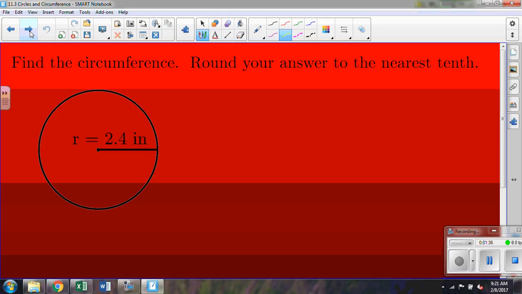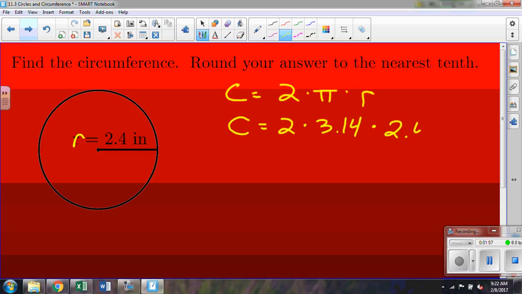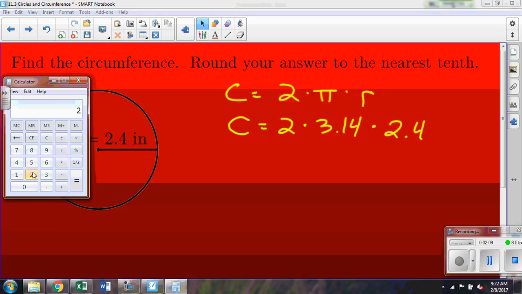Find the circumference. Recognizing that this problem gives us the radius, we'll use circumference equals 2 times pi times radius. Thus, our circumference is 2 times our approximation for pi multiplied by that radius of 2.4. And we'll simply multiply it out, and then we're done. We've got our answer. In this instance, pull up just the calculator and say 2 times 3.14 times radius. Done. 15.072.